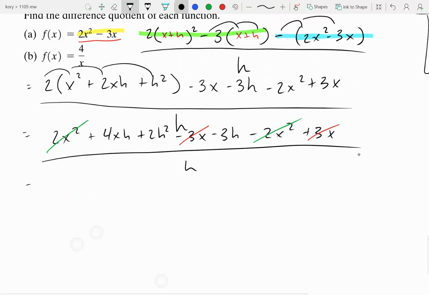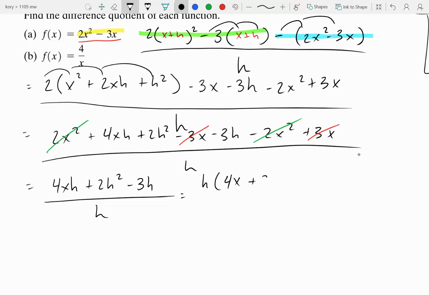So all we have left is 4xh plus 2h squared minus 3h all over h. Now do you notice at the top they all have h in common? You have to take it out. So now we have 4x plus 2h minus 3 all over h, and then those h's actually cancel out. So we're left with 4x plus 2h minus 3.